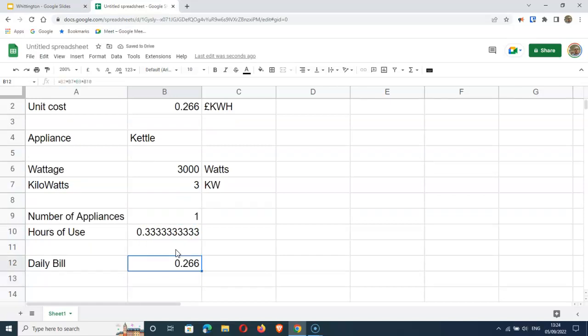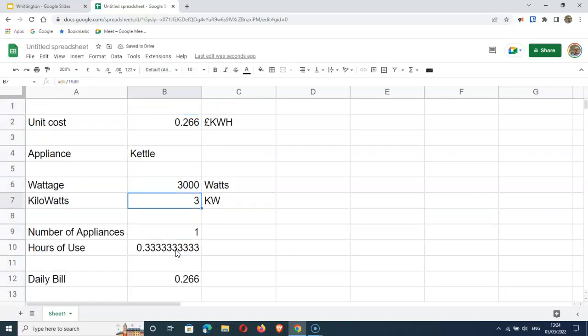So as you can see, if I use my kettle for 20 minutes a day, a 3 kilowatt kettle filled with 2 mugs of water, it comes out at 26.6 pence a day for me to sup tea, which is not a bad rate at all.